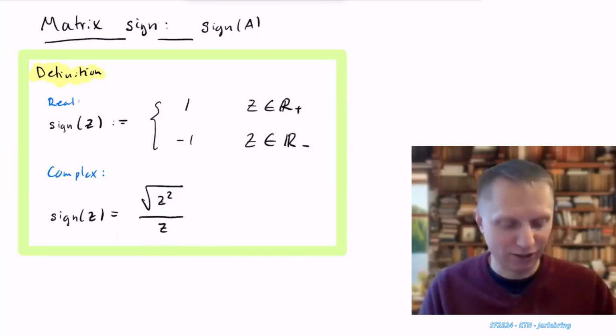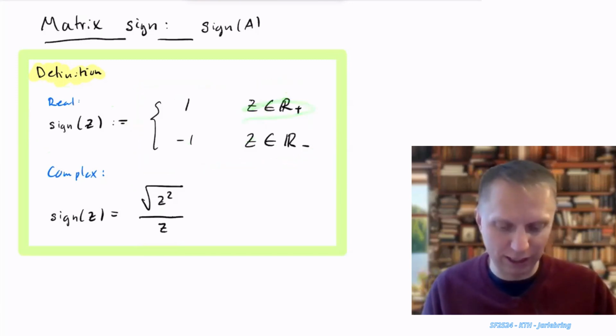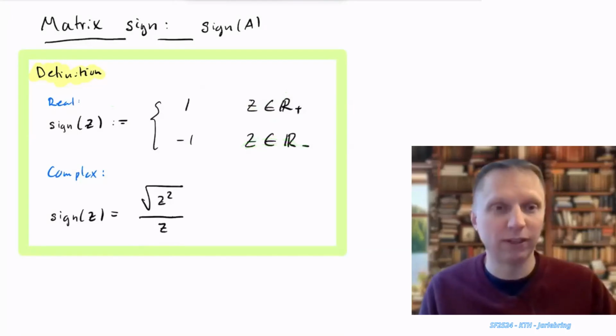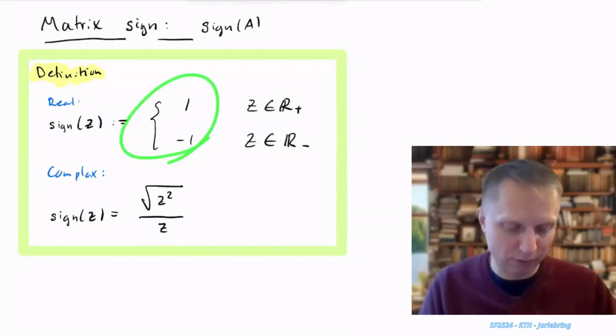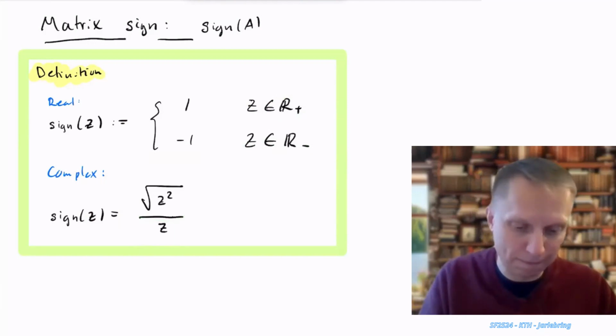The sign function for scalar variables can be defined for real values like this, 1 or -1, depending on if it's in the negative or positive. If z is a complex variable, you can generalize this formula in this way. And you should think of this formula as essentially the numerator involving the absolute value of z and then divided by z.